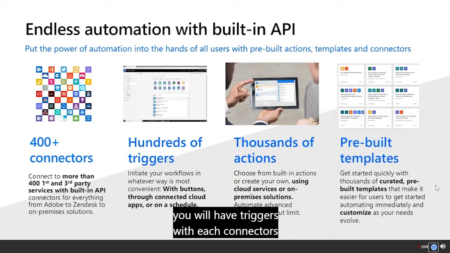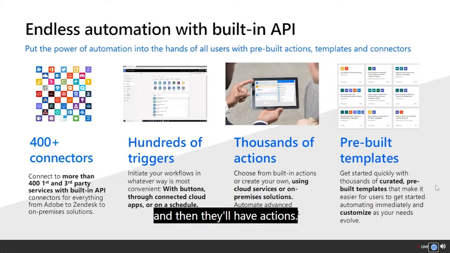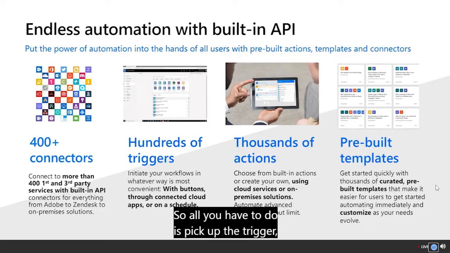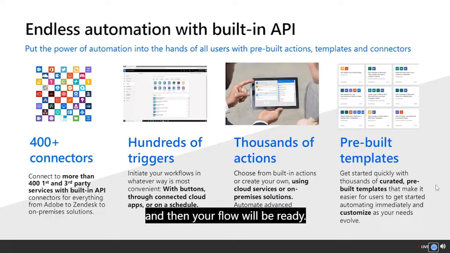You will have triggers with each connector, and then they'll have actions. You could also make use of pre-built templates, which have the triggers and the actions set up already. So all you have to do is pick the trigger, make the connection, and then your flow will be ready.